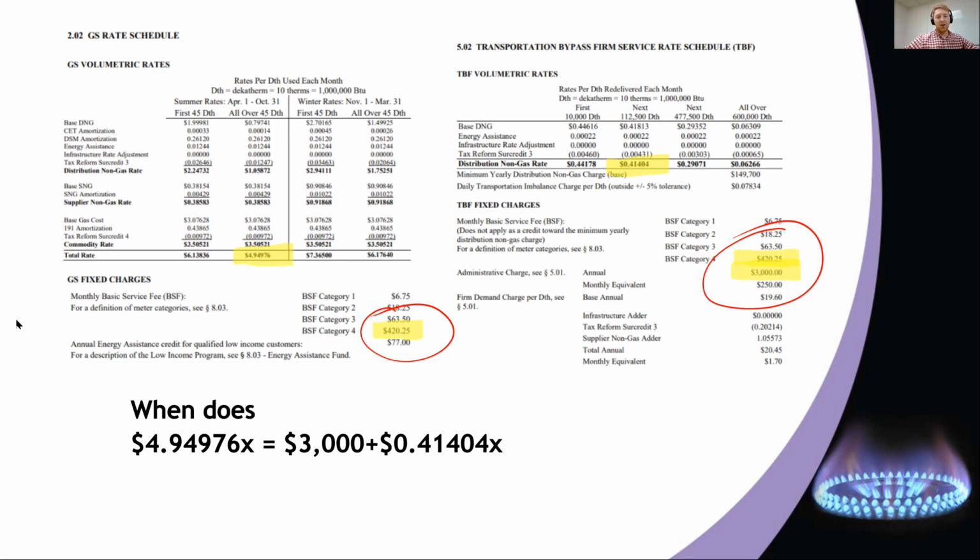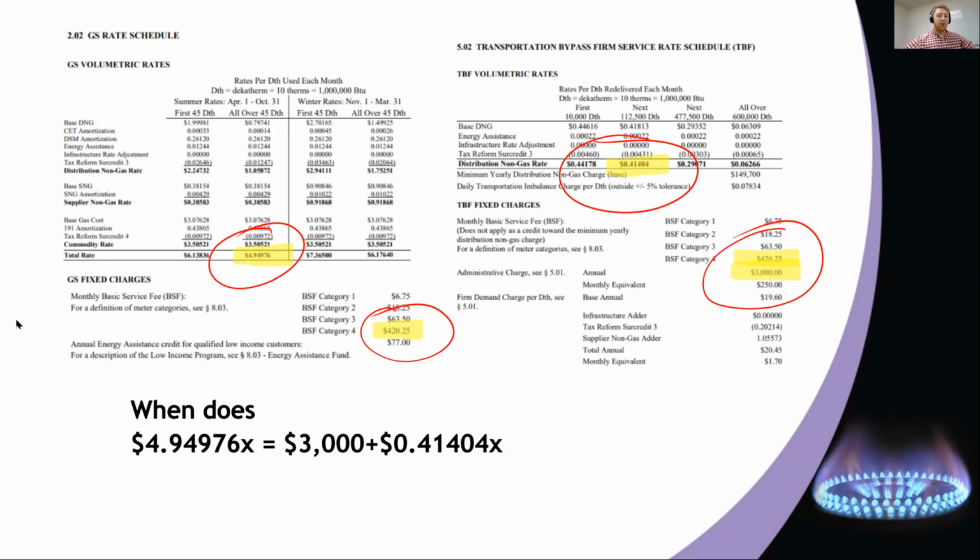A transportation customer will pay this administrative charge of $3,000. And that is kind of the deciding factor, they have a larger base fixed cost per year. And then you see they have a very different cost per DTH. And I picked the one for all over 45 for GS and for the next 112,500 decatherms for TS, so right here and right there.